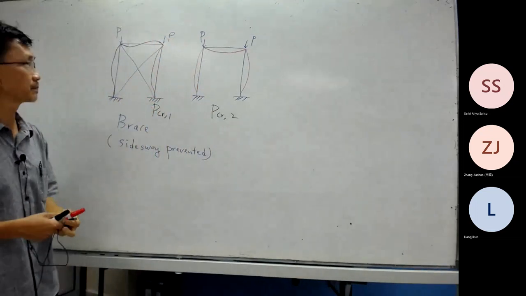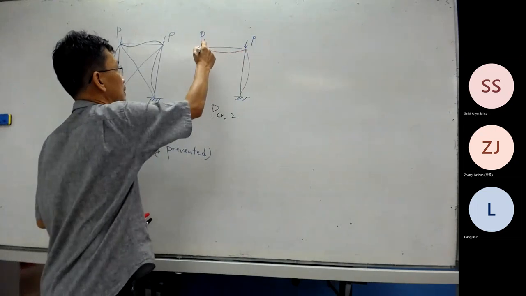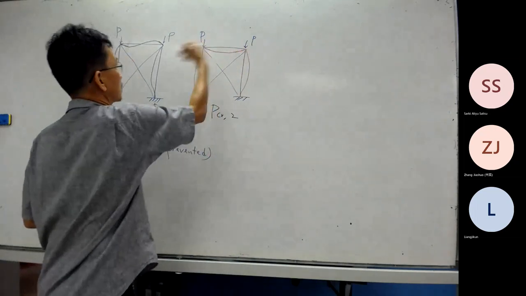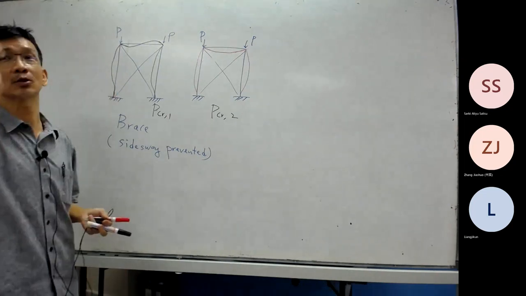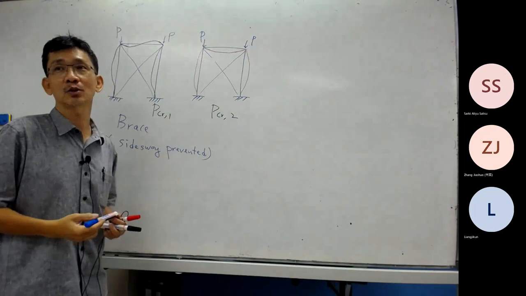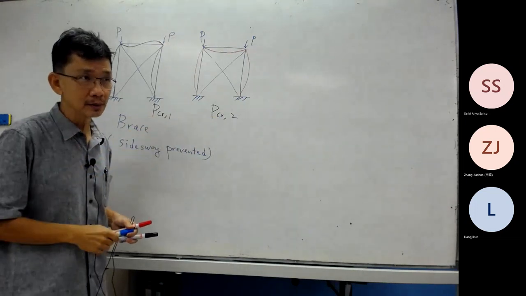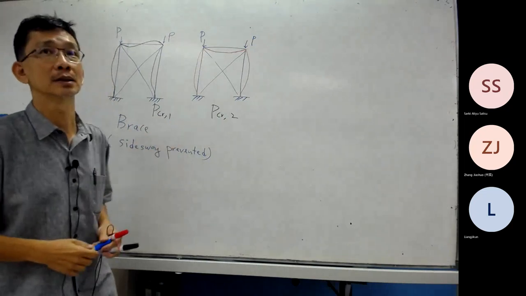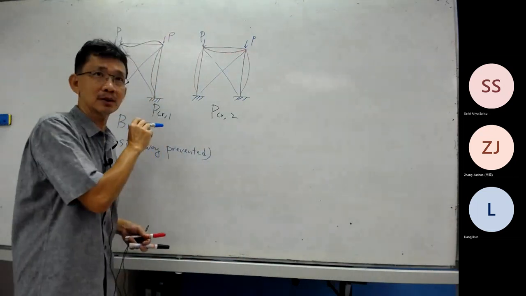Bracing, both have bracing. We are talking about side sway prevented first. This brace, this also brace. That's why we cannot go sideways, it stays like that. One higher means two lower. So the same. Any other answer?